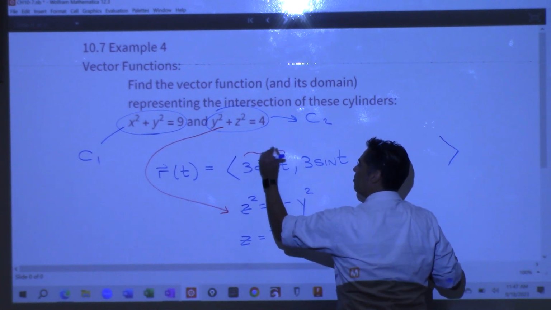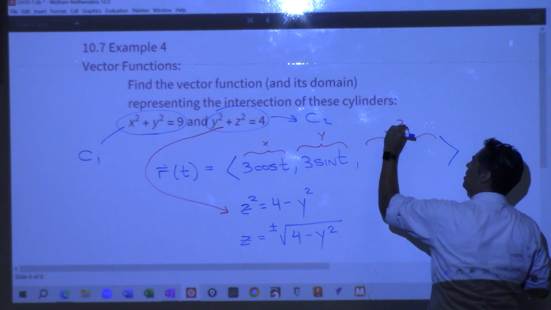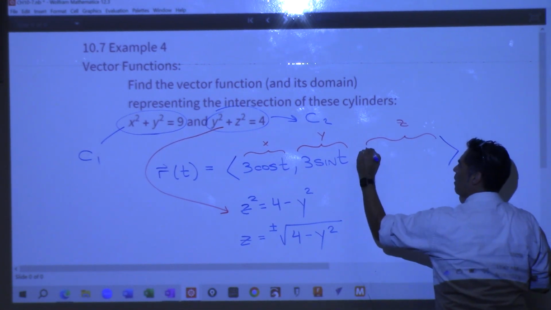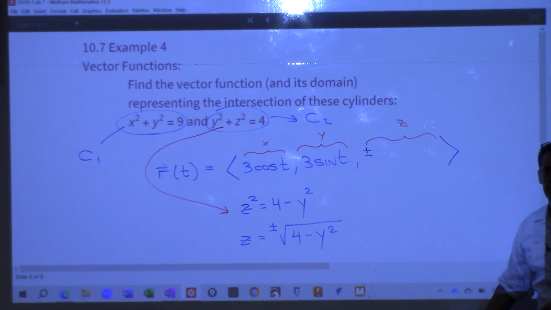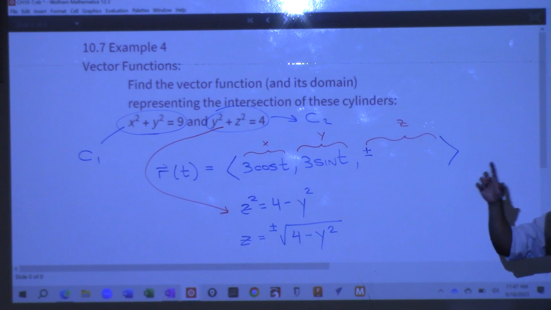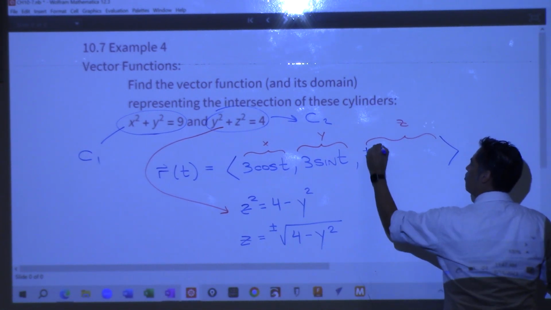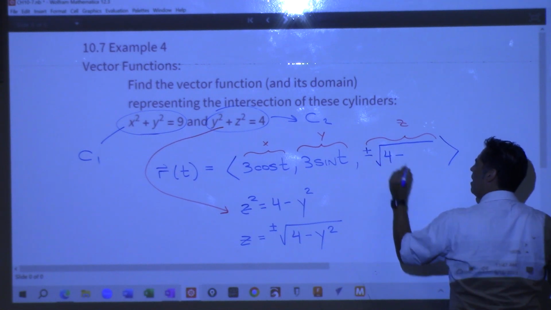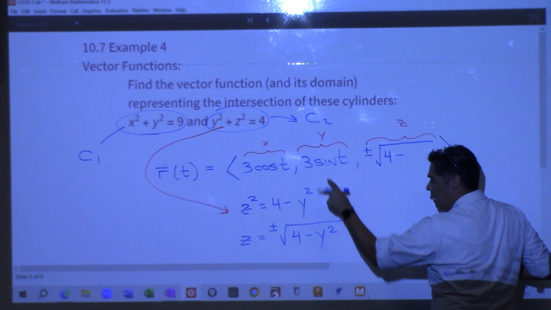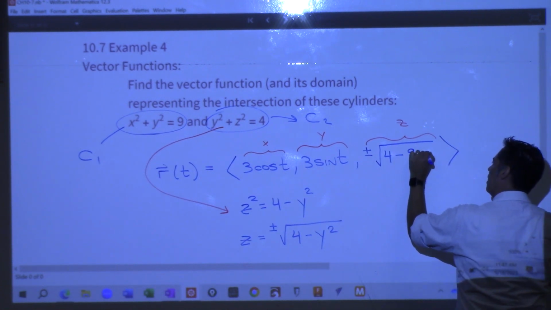This is your x, this is your y, and then this is your z. And z must be, so we're going to put this in here, plus or minus, wait a minute, we're getting two different answers, aren't we? Well, there are two different curves, one on each side. So this will give us both. Plus or minus the square root of 4 minus what? 3 sine t squared. It's that y coordinate right there, squared. I'm going to write 9 sine squared t.